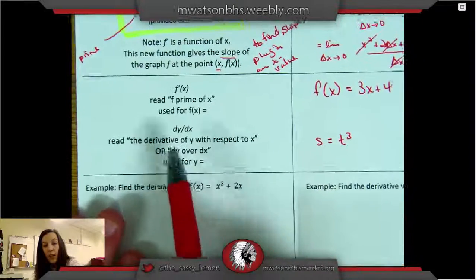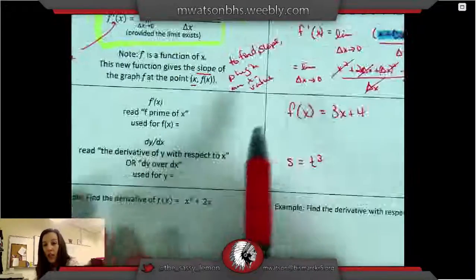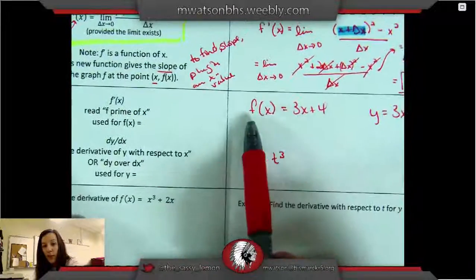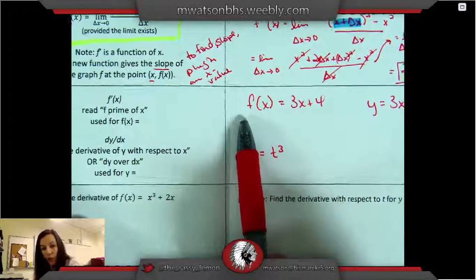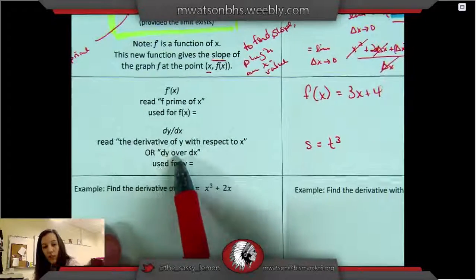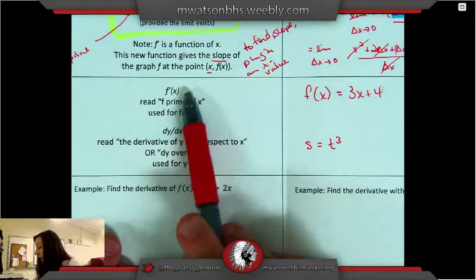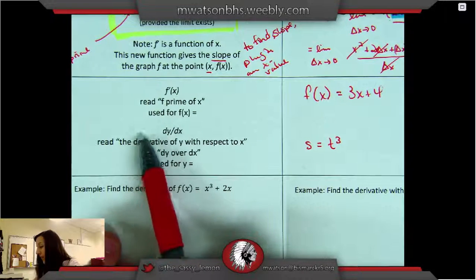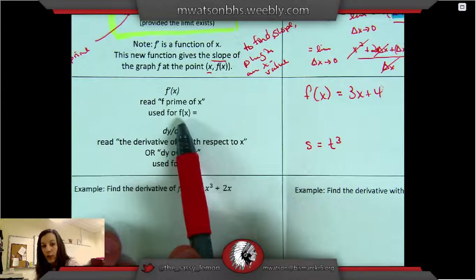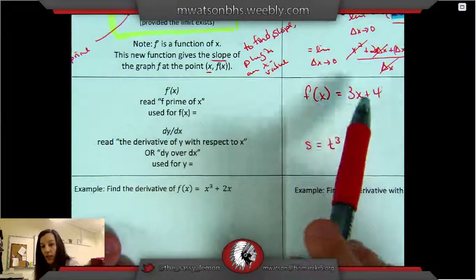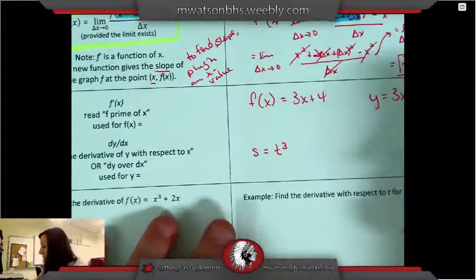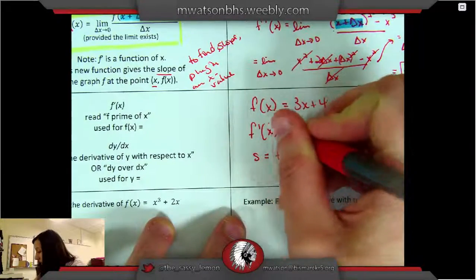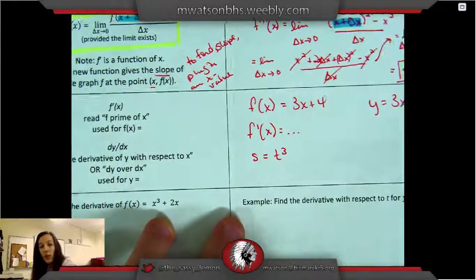However, when you're not using function notation and you've got something that looks like this, y equals, then the f prime notation doesn't really hold anymore, so we need a different type. So let's look at this one first. This is read f prime of x and is used for function notation. So in this example here, you would simply say that your answer is f prime of x equals, and then dot dot dot, whatever you come up with.